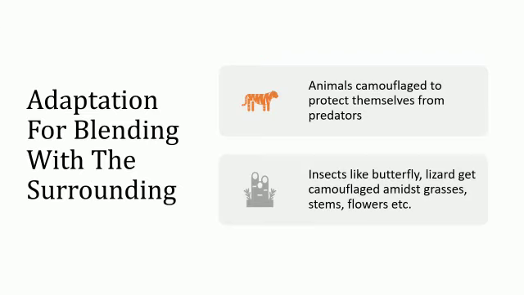Adaptations for blending within the surrounding. Many animals use camouflage, which means they are able to blend in with the color, pattern or texture of their surrounding. We cannot easily spot colorful butterflies, lizards and grasshoppers. They get camouflaged amidst grasses, parts of plants like stems, leaves, flowers, etc. That is because their colors blend with those of their surroundings.